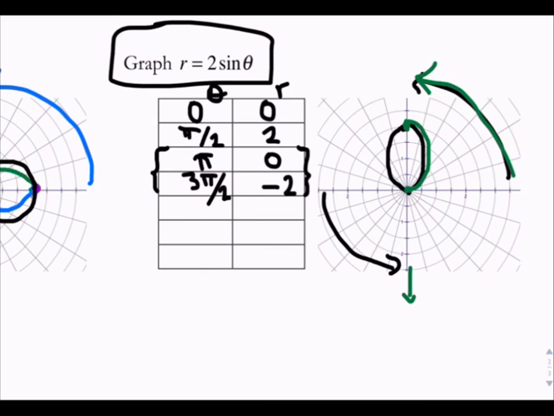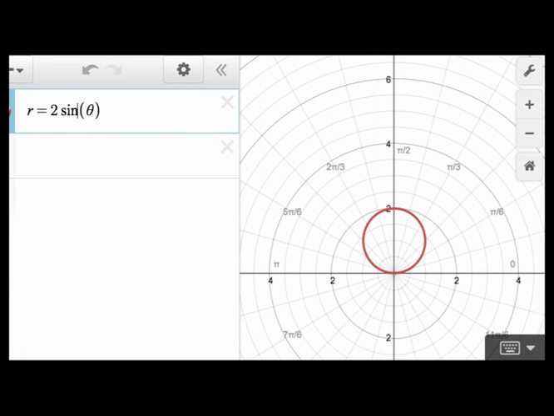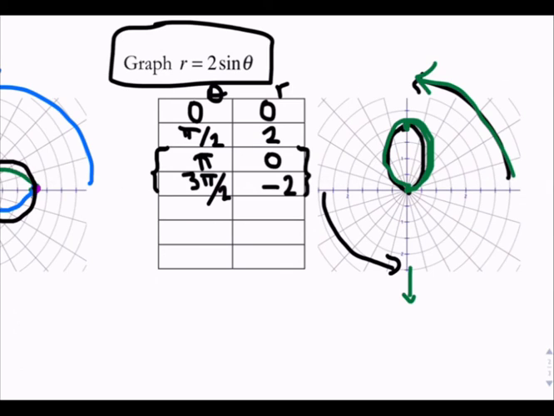So this is exactly the same as our previous example, and it turns out that this graph is also a circle with the y-axis as a diameter, with a diameter of length 2, and it only takes 0 to pi to generate the whole circle.